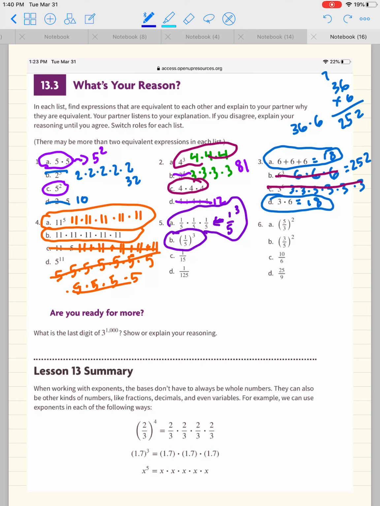Let's see. 1/15, let's see if that makes any sense. So when we have 1/5 times 1/5 times 1/5, we're doing 1 times 1 times 1, and we get 1. And 5 times 5, which is 25, times 5 is going to get us 125. So that is not the same thing as this. However, it is the same thing as this. So that's going to give us the same answer. So that one had 3.